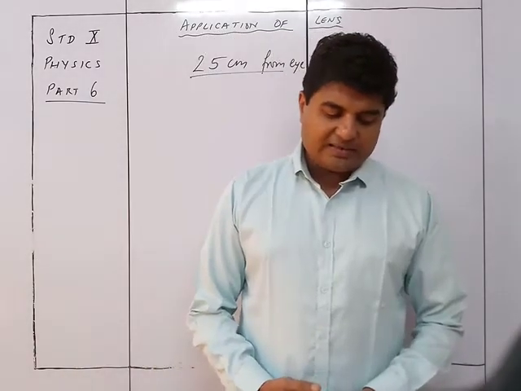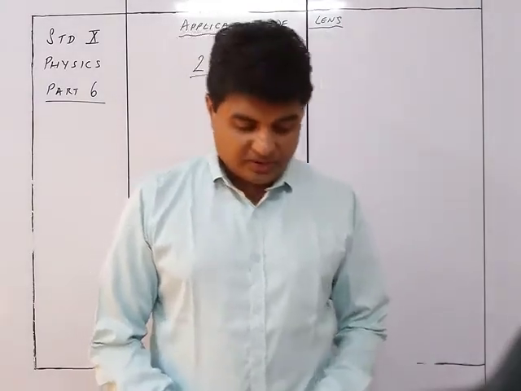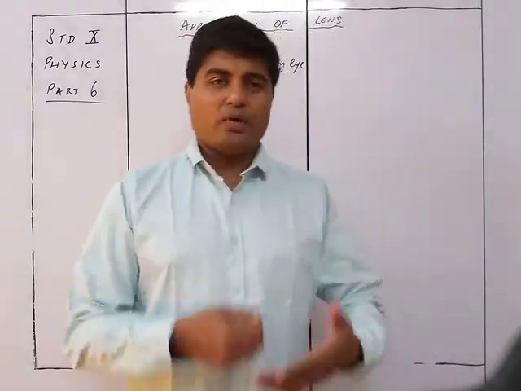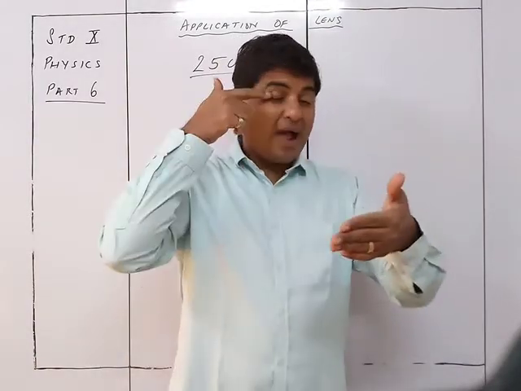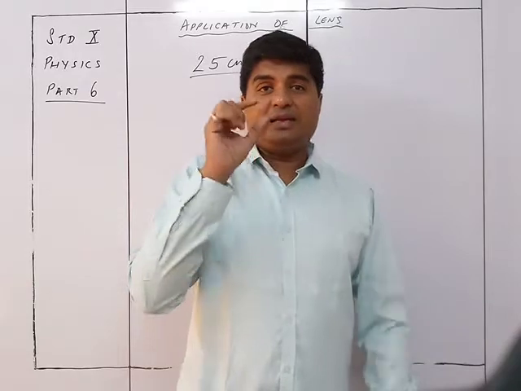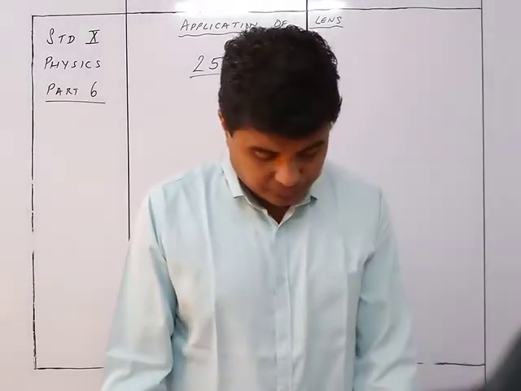where D is the least distance of distinct vision, is 25 centimeters for the normal eye. So I am going to place it in such a way that the image which is going to be formed will be 25 centimeters from my eye, so that I can see the image most clearly.